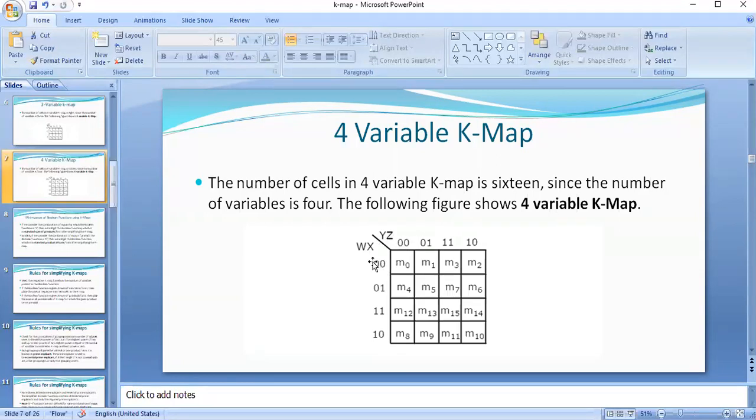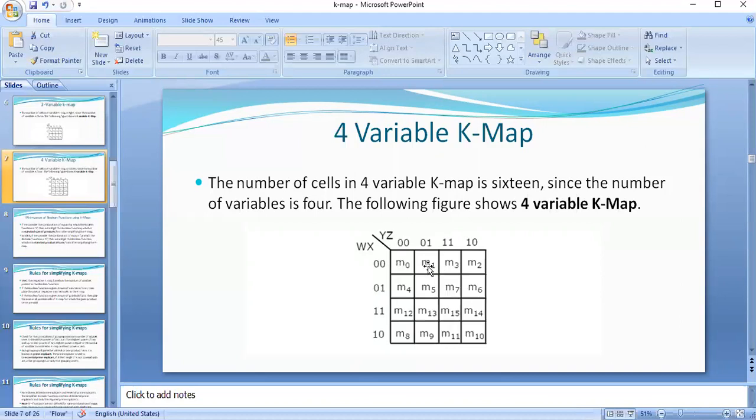For two variables we have four possible combinations, which we write in Gray code sequence: 00, 01, 11, 10, and similarly for the other group. The first cell has four zeros, which is minterm 0. This cell, 0001, is 1. This cell, 0011, is 3. So M1 and M3 are adjacent because they differ in only a single bit position.